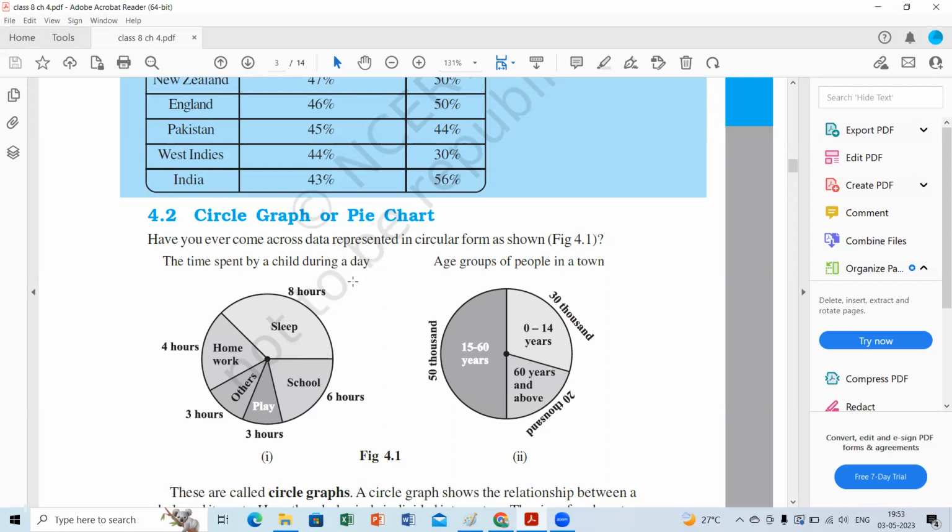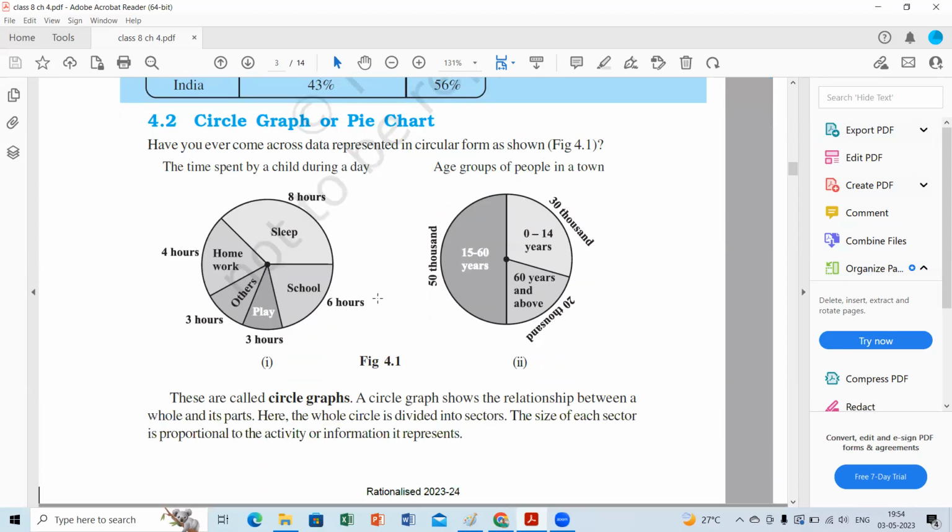So here, circular graph. Where did you see this type of data anywhere, children? Where did you see this way of representing data? In 7th class, ma'am. Oh, 7th class, you had pie chart also? Yes, ma'am. Good. So coming to the question, when are we using a circular graph or pie chart?